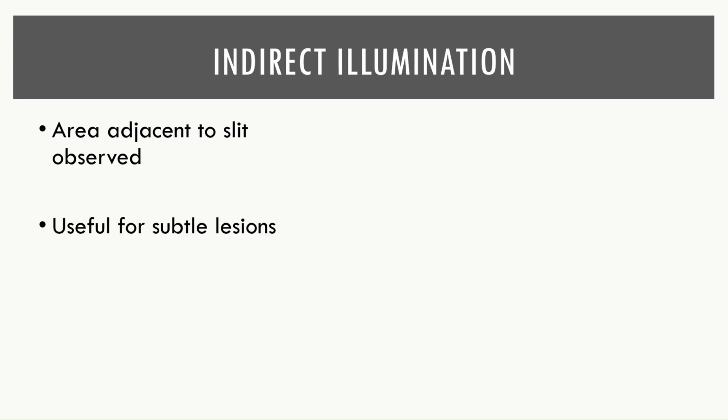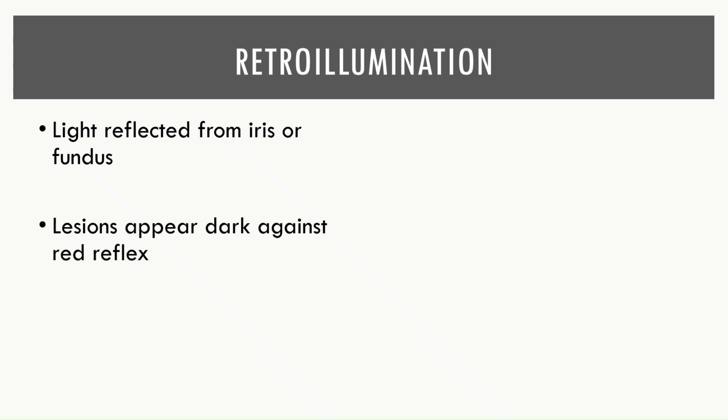In indirect illumination, the area adjacent to the illuminated slit is examined, which helps in detecting subtle corneal pathologies. Retroillumination uses light reflected from the iris or fundus, making corneal or lenticular defects stand out against the red reflex.